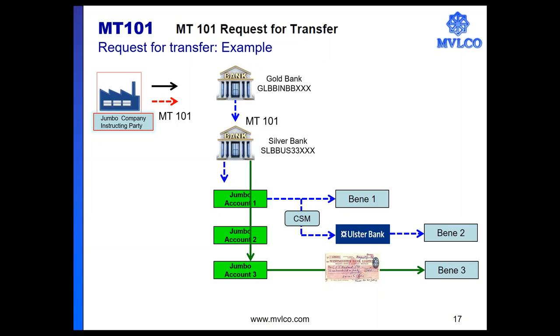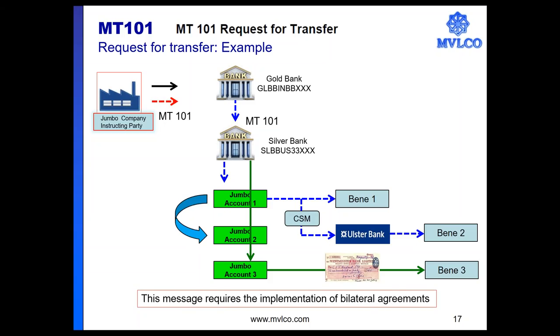Now, if Gold Bank has to speak with all the other banks like Silver, the other banks like Silver need to know that Gold Bank has the right to operate Jumbo's account. That is where we have this concept of bilateral agreements. The banks need to enter into an understanding that Gold is authorized, Gold is allowed to operate the account of Jumbo at the other banks.